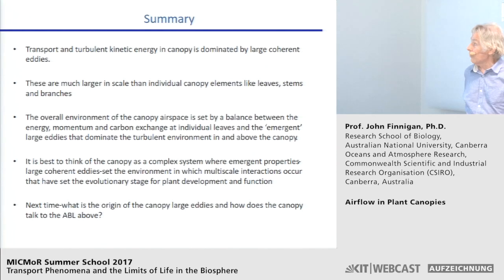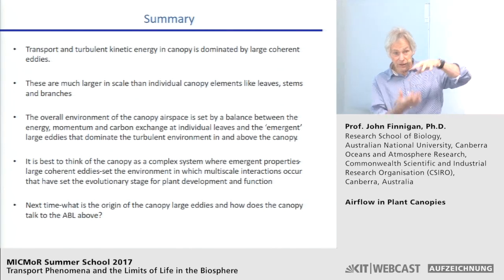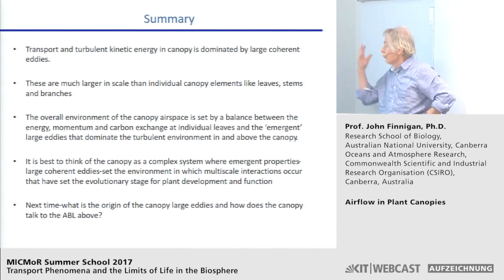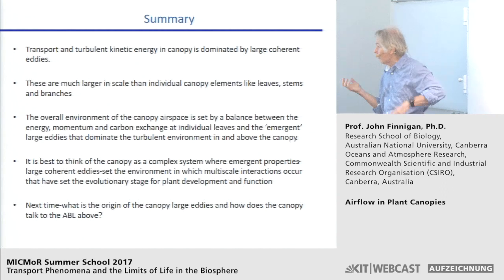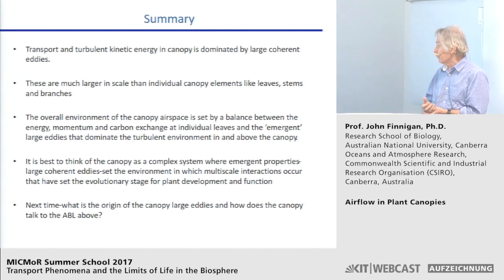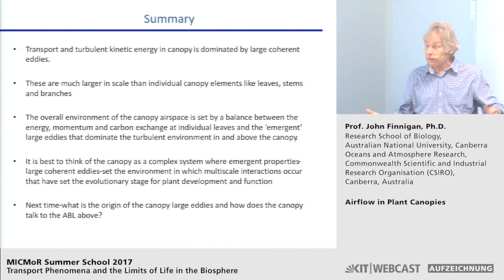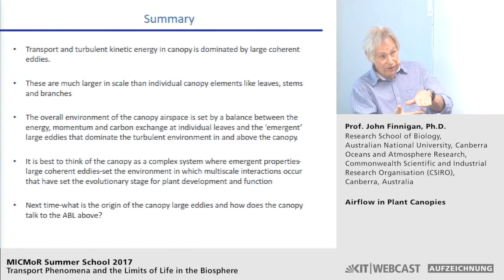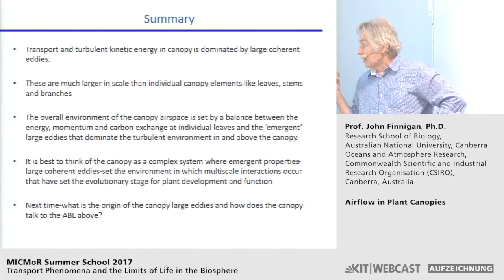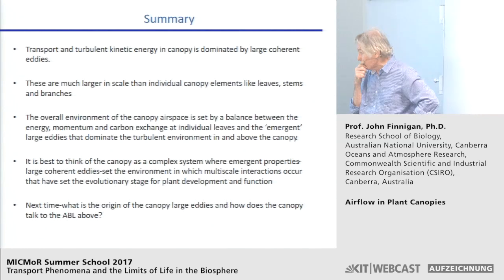In the canopy, all the transport and the turbulent kinetic energy is dominated by these large eddies. They're not connected to individual leaves, but they're connected to the fact that the canopy as a whole absorbs momentum. So the overall environment of the canopy airspace is a balance between energy, momentum, and carbon exchange at individual leaves, and these emergent large eddies that dominate the turbulence environment. So it's best to think of the canopy as a complex system, where these emergent properties, the large eddies, set the environment for the multi-scale interactions between leaves and the airspace. And in turn, that set the evolutionary stage in which plant development and function has evolved.